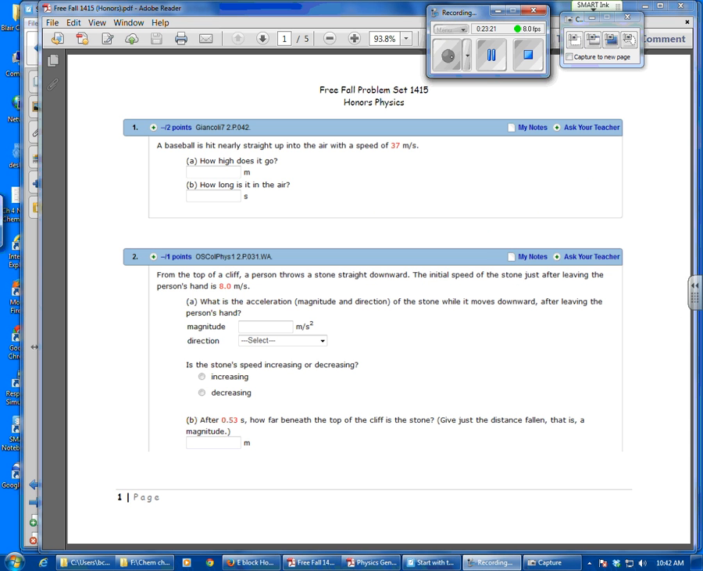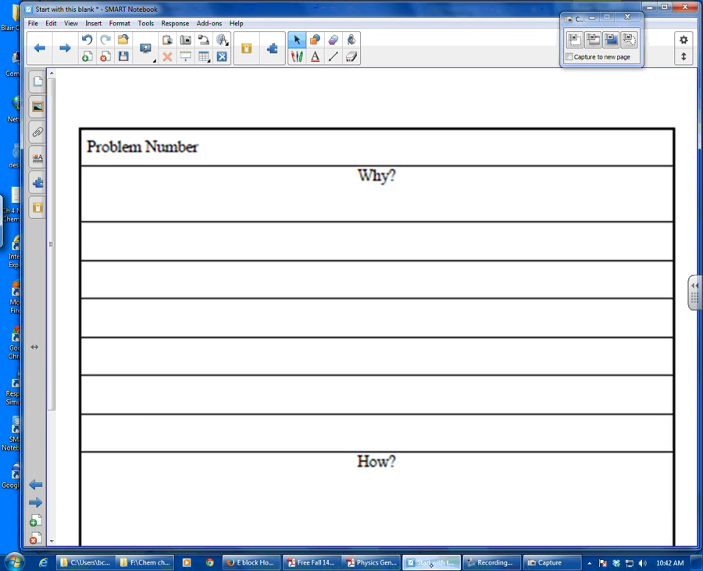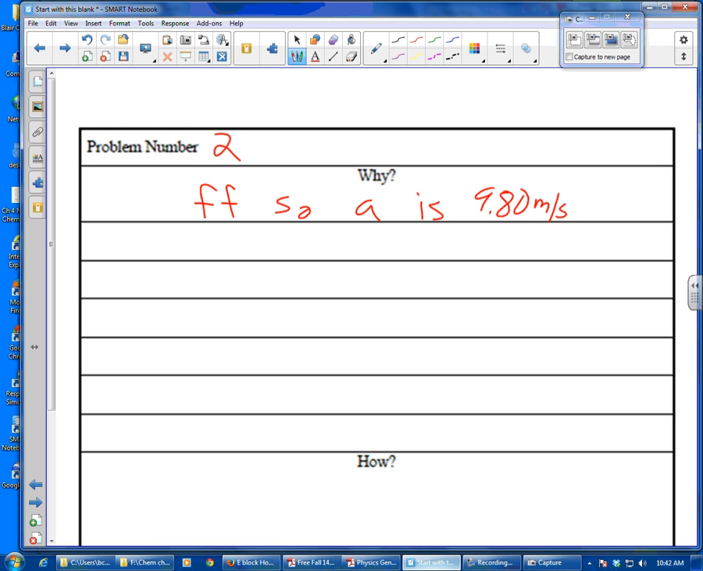So, what is something we know right away about this ball? What's it in? Free fall. So what does that tell us? Its acceleration. Number 2, it's in free fall. So acceleration is 9.80 meters per second squared down.